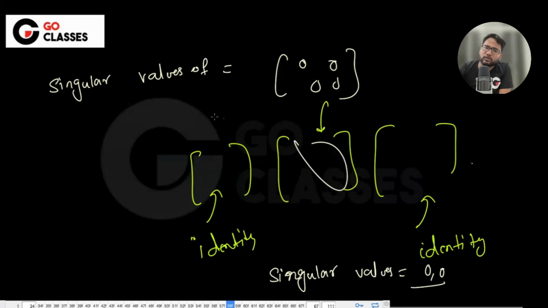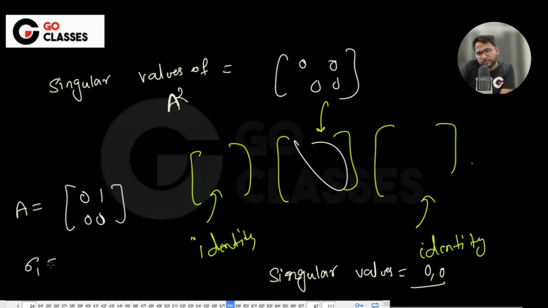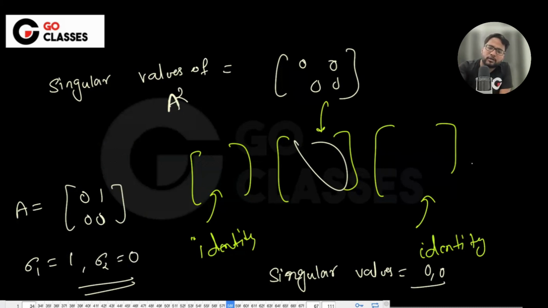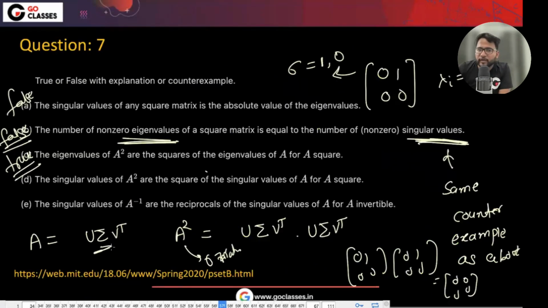Singular values of A square are 0, 0. But singular values of A, which is 0, 1, 0, 0, are actually 1, 0, right? So the singular values of A and the singular values of A square don't have any relation. See, this is the singular values of A, and singular values of A square will be, you don't know, some complicated thing. So it seems like it doesn't have any relation.